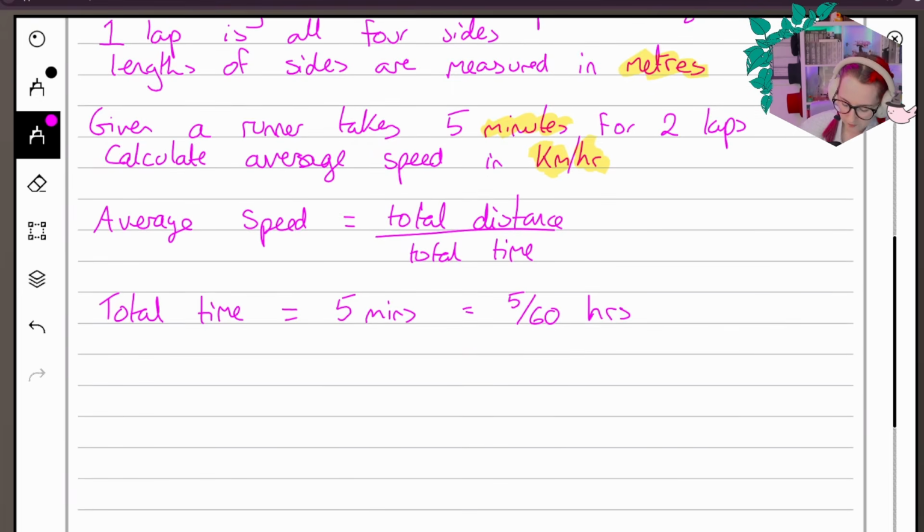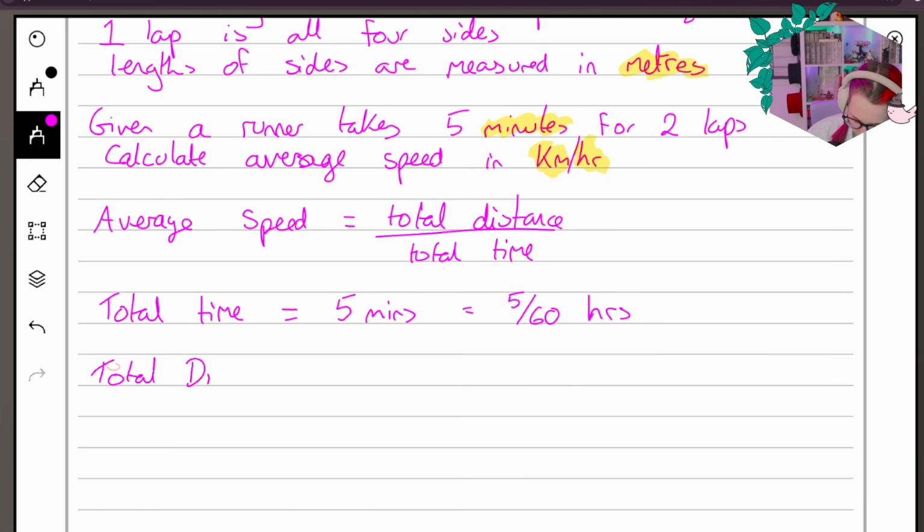Total distance, so it's 5 minutes for 2 laps. And the gut reaction there might be to do just half the time, but we need to stick with what we've been given. Okay, so total distance is going to be equal to 2 lots of the distance for all 4 sides.